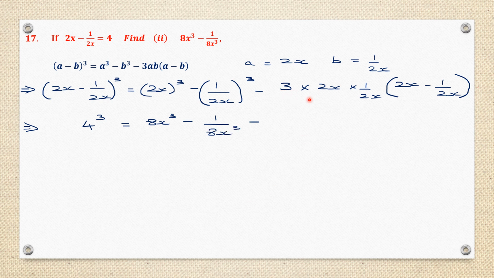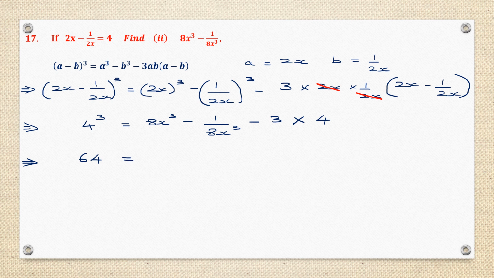Now here, this part we're going to work out. Let's see if there's something we can cancel. I can cancel 2x and 2x. So let's do that. So cancel these two. So here I just have 3. So minus 3 into 1 is minus 3 into. Now here 2x minus 1 by 2x. We already know the value. It's there in the question. That is equal to 4. So here we can write 4 into 4. So now let's calculate this. 4 cube is 4 into 4 into 4. 4 4s are 16, 16 4s are 64.